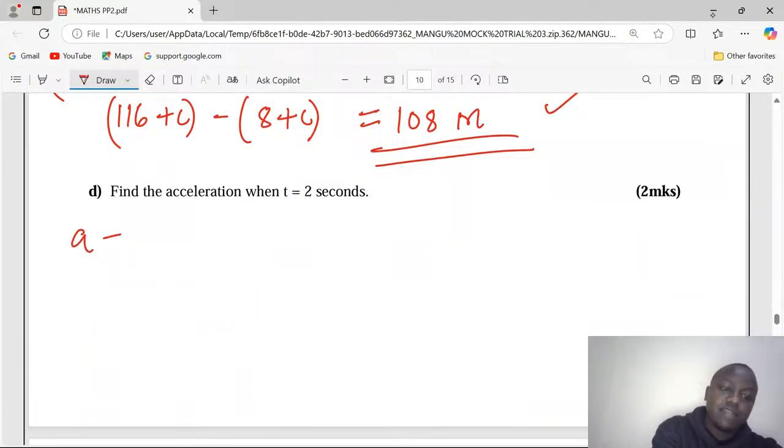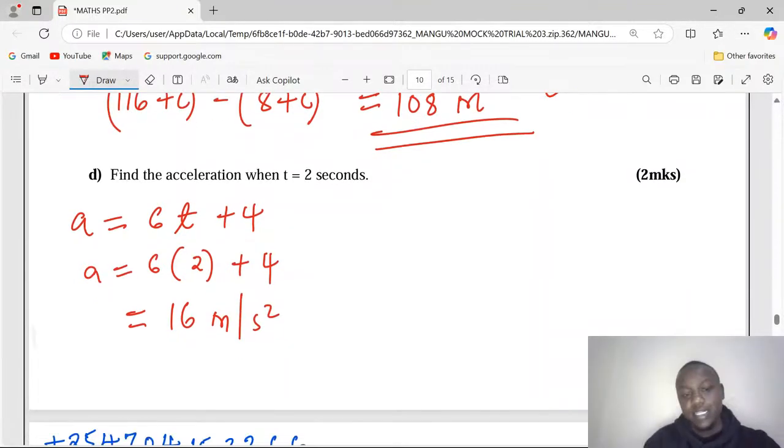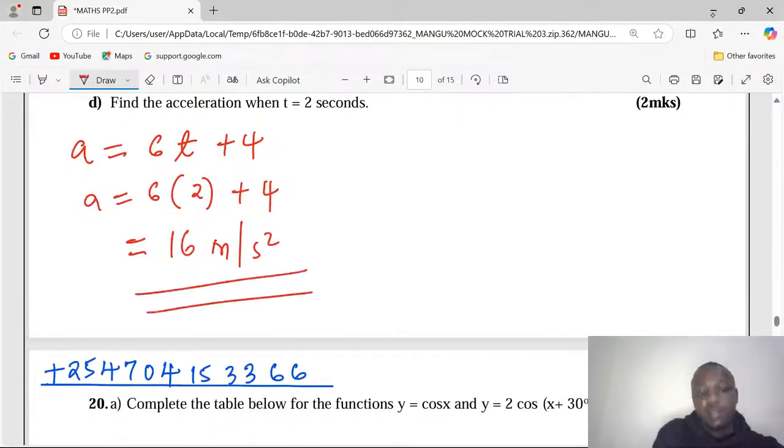Remember, acceleration function is given by 6t plus 4. So the value of acceleration will be 6 times 2 plus 4, and this gives us exactly 16 meters per second squared. 16 meters per second squared.